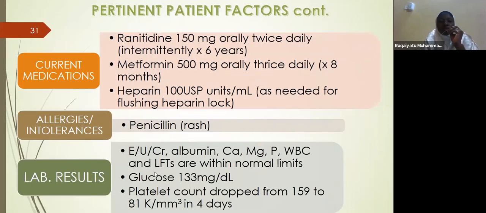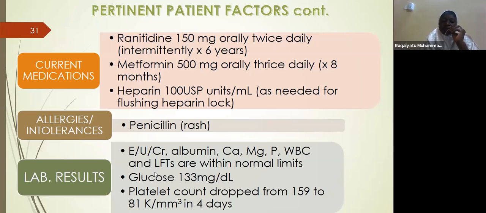For the current medications, the patient is on ranitidine 150 milligrams orally twice daily, intermittently for 6 years for her gastroesophageal reflux disease. She's on metformin 500 milligrams orally thrice daily for the past 8 months for her type 2 diabetes, and is on heparin 1000 USP units per mL. This particular heparin was included as a flushing heparin lock because she was hospitalized. So the essence of including it in her medications was just to maintain the patency of the intravenous device, not for any anticoagulant activity. For her allergies, she's allergic to penicillin.